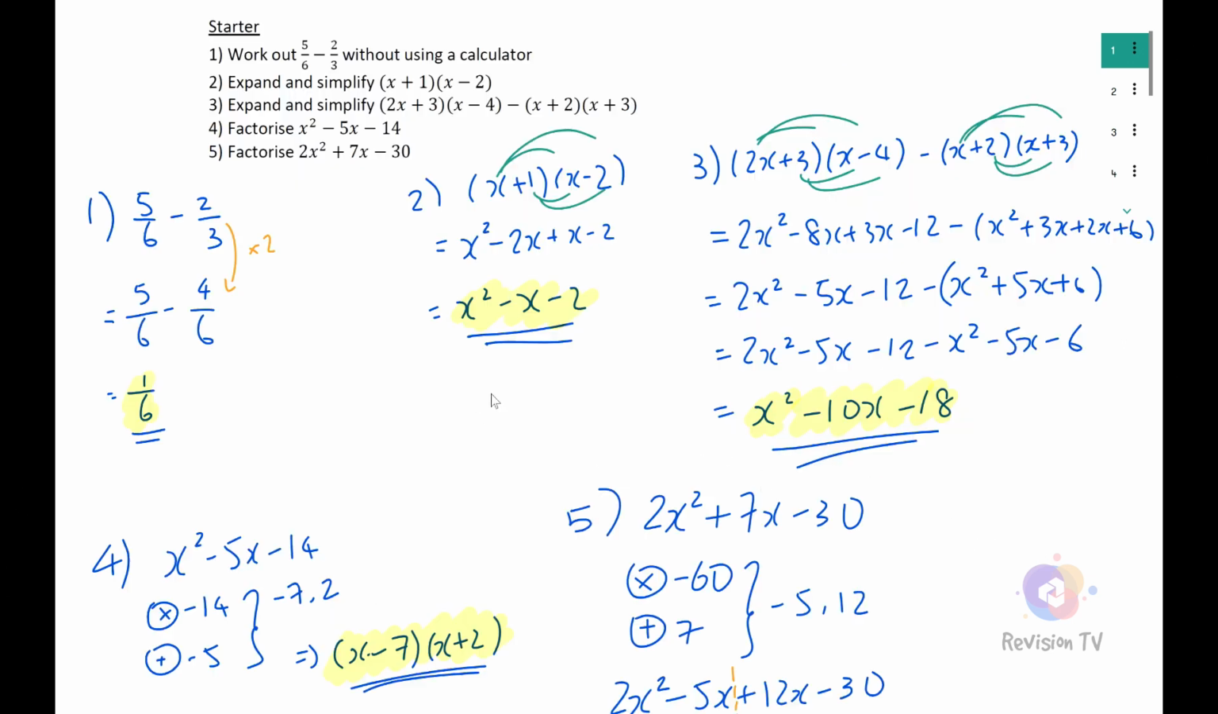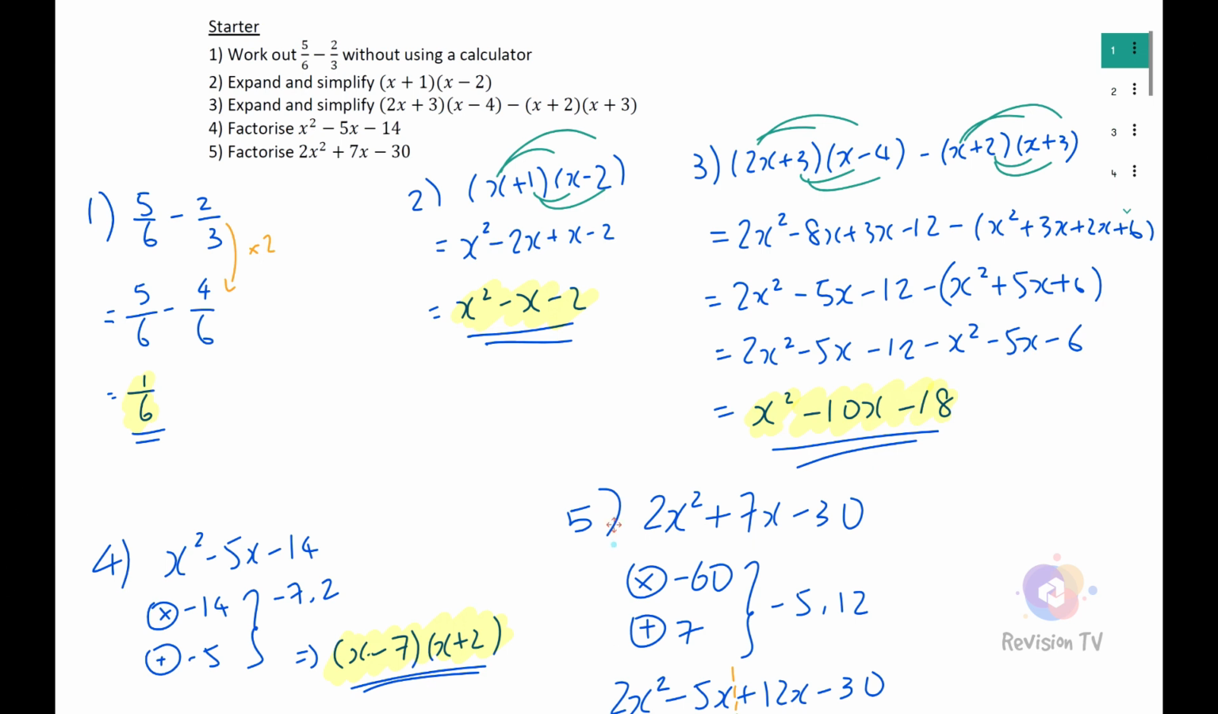Here are the answers. For question 1, a simple fraction, you shouldn't have too much difficulty working it out. Question 2, expanding brackets. Question 3, expanding double brackets, but this time with two terms. With the negative in there, you must put a bracket when you do the expansion, because the negative will affect all the signs inside the bracket. So you can see, all the positives inside the bracket become negative. And here's your answer for question 3.